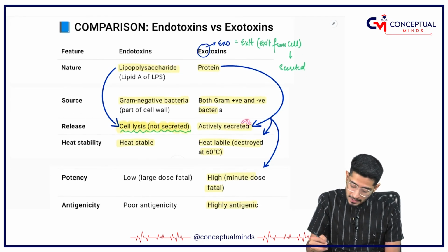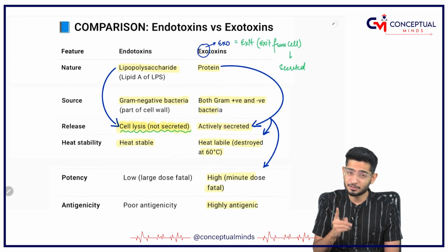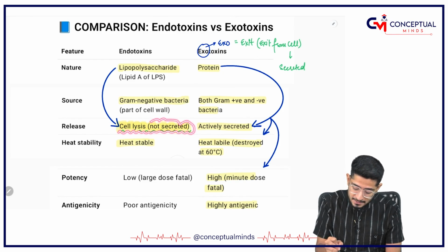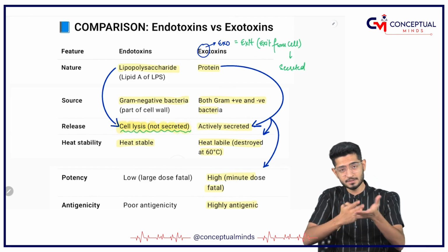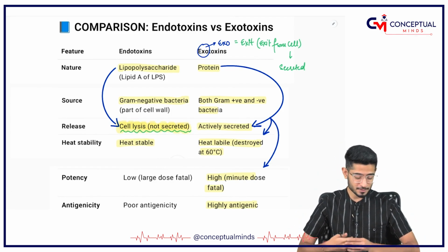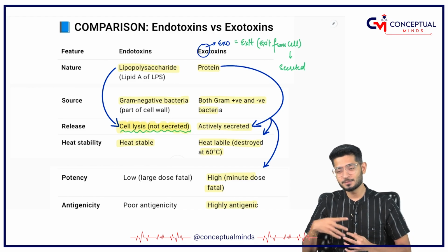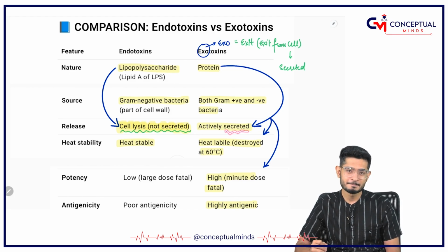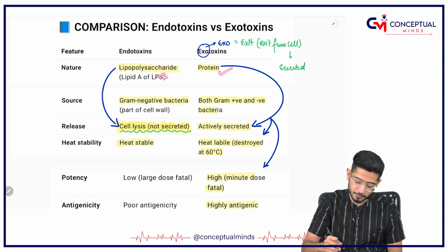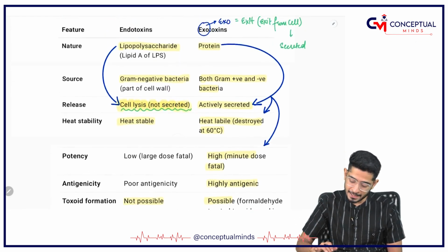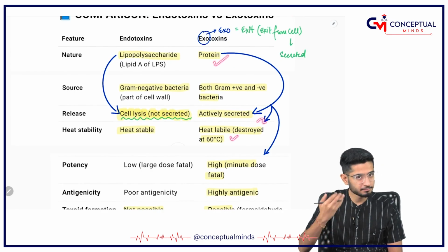Great. So they are secreted, whereas endotoxin is going to be released by cell lysis. The cell itself is going to vanish, and then endotoxin is going to get released. That's why it is endo, it is inside. Exo means it is going to get released, exit, secreted. And I've told you exo is from protein, endo from lipid, only in gram negative; endo, both gram positive, gram negative, exo.